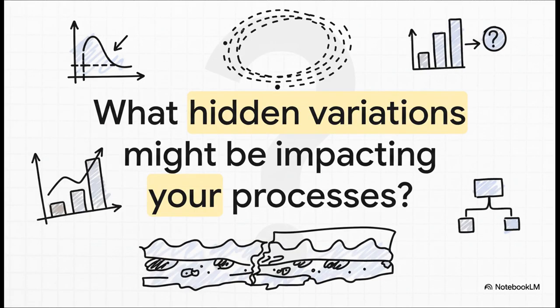And this really leaves us with one final thought. An overall average can hide some serious truths. The real question you should be asking is this: what hidden variations might be impacting your own processes?